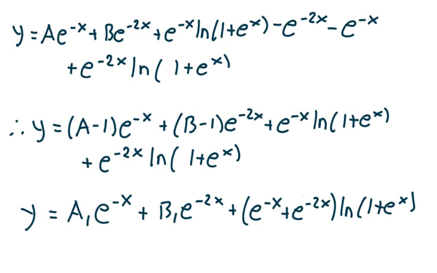And when it's all said and done, my final answer is y equals a sub 1 e to the negative x plus b sub 1 e to the negative 2x plus the quantity e to the negative x plus e to the negative 2x, times natural log of 1 plus e to the x.